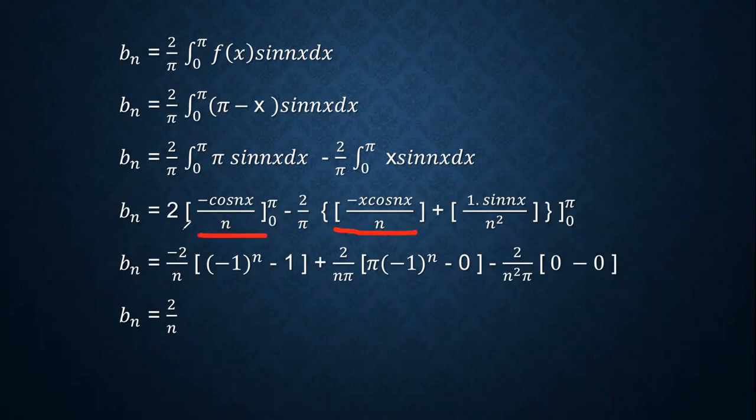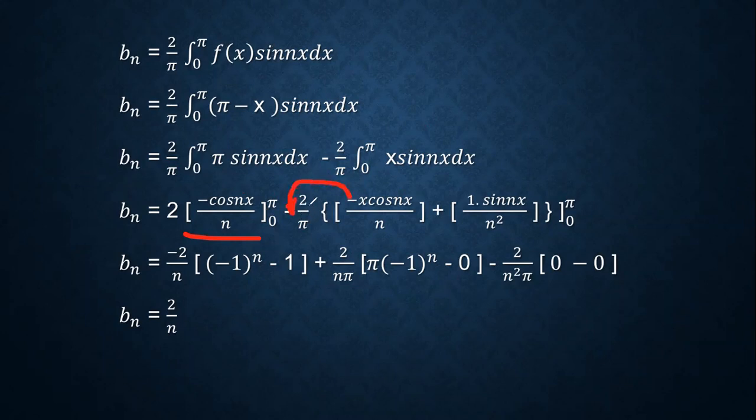For this term, the minus will be taken outside, and this n will be taken outside for simplification. Minus 2 by n into, if you substitute the upper limit, cos n pi, what is the cos n pi value? Minus 1 whole power n. Minus, if you substitute the lower limit, cos n into 0 value is 1. That is, the first term is simplified. Next, if you go for the next term, this minus into minus will be plus.